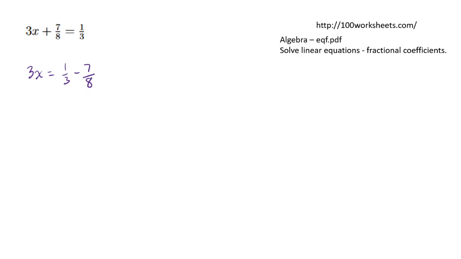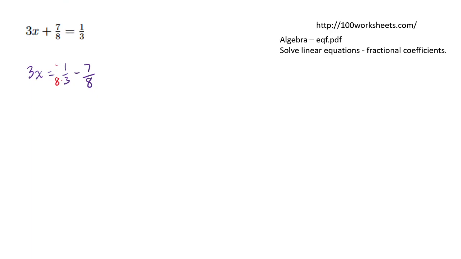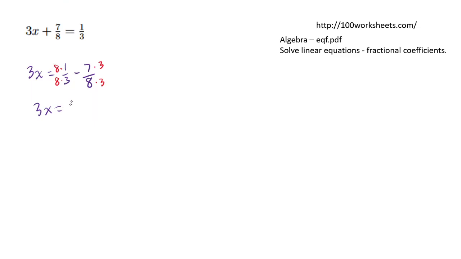Now, because fractions require common denominators, let me multiply the first one top and bottom by 8, and the second one top and bottom by 3. And the result of this is now you get 8 over 24, because 8 times 3 is 24. 7 times 3 is 21 over 24. And then 8 minus 21 would be negative 13.